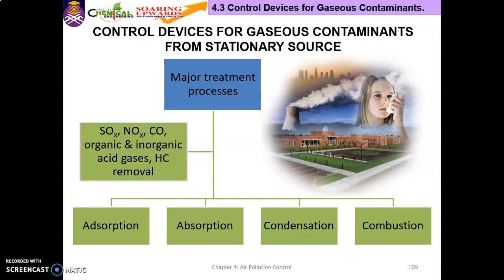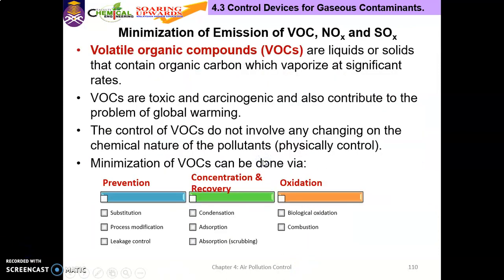Okay, next is control devices for gas contaminants from stationary sources. For example, the gas contaminant can be SOx, NOx, carbon monoxide, and so on. So the treatment that we can use for gas is either adsorption, absorption, condensation, or combustion. Minimization of emissions such as VOC, NOx, and SOx.